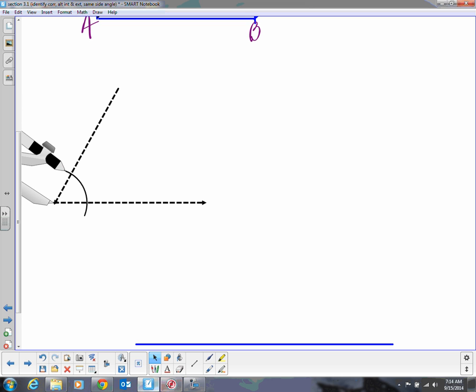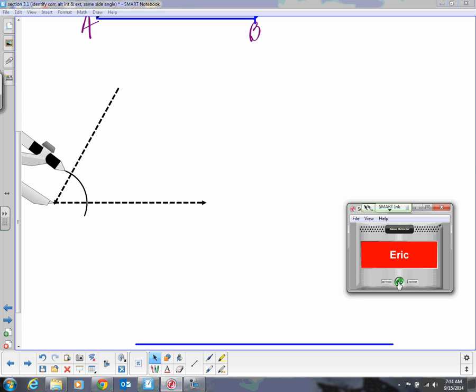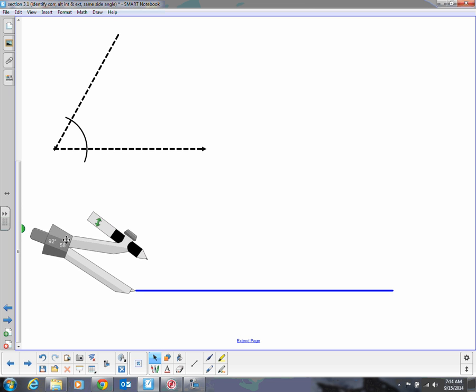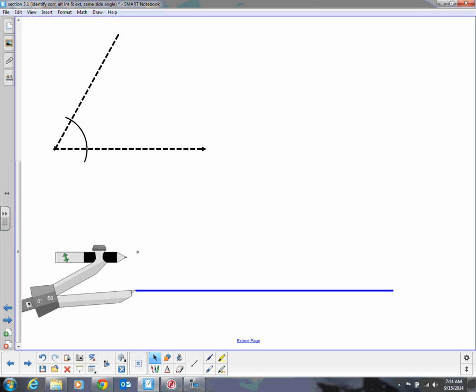Now, once I get that arc drawn, what am I going to do next? Tommy? Where am I going to put that compass point? Well, not, we got to go down here. Where am I going to put it down here? Yes. Then we'll do what you had to say.